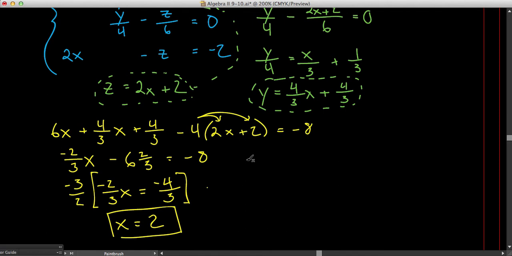So z, we found out earlier, z is equal to 2x plus 2. So if I wanted to plug that in now, I could say z is equal to 2 times 2 plus 2, because we've solved for x now. So z is equal to 4 plus 2, or 6. And now we have z. And then the last one that we can plug in here is for y. We could plug in 2 into x here and see what we get.